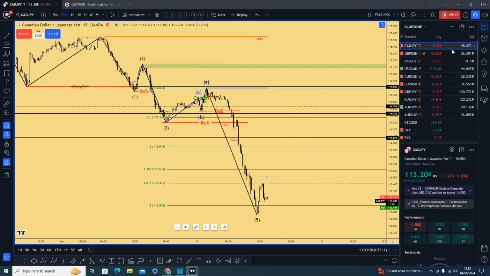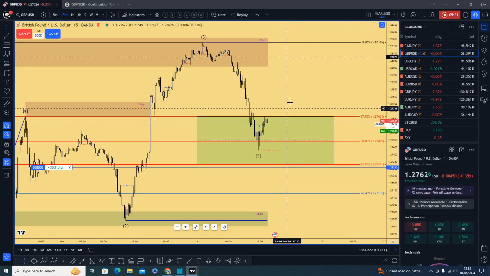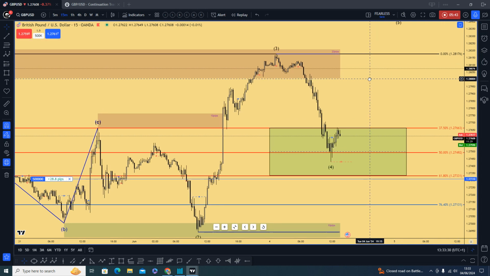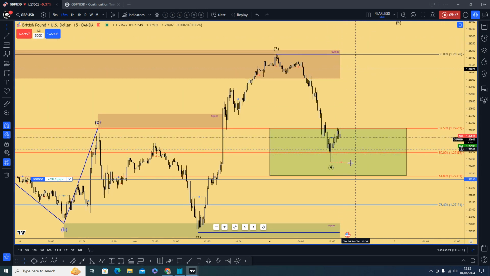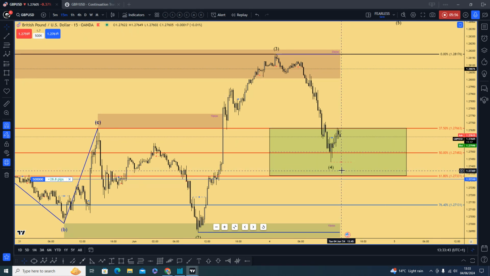So the main trade today for me is the pound US dollar. We have the three, there's a high probability of a new higher high above the three, and we should see that happen. If the price starts to break below the 61.8, which is 127.33, then we can stand aside and let the pound resolve itself.